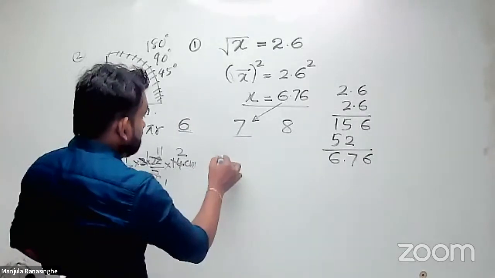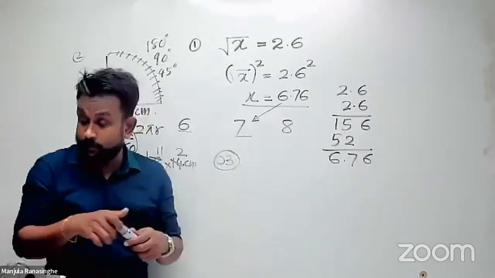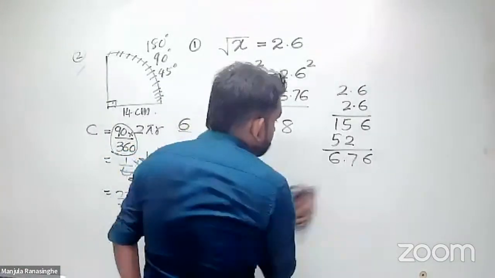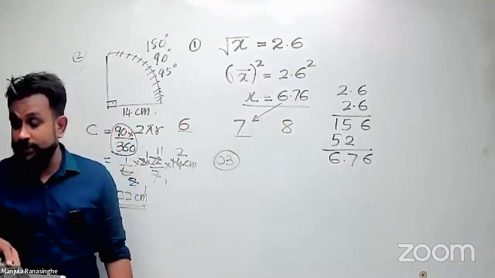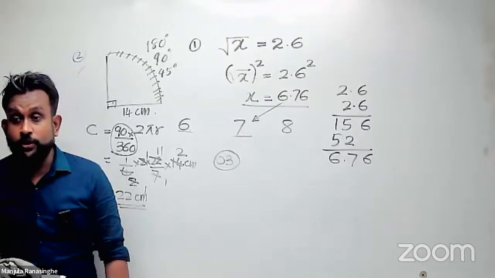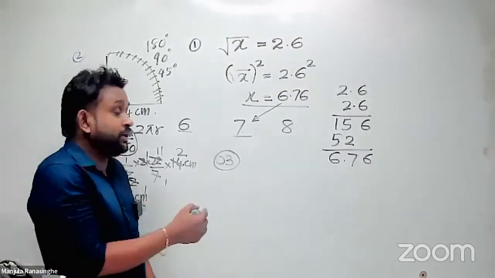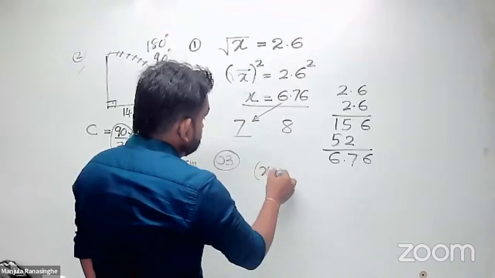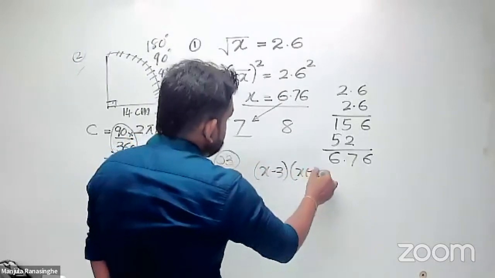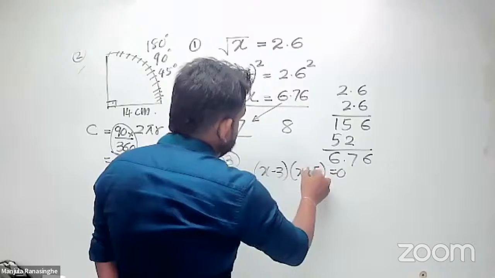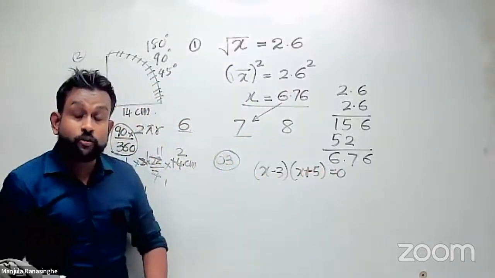Okay, question number 3. Now we are dealing with a quadratic equation. How to check whether it is a quadratic or not? This is the equation: (x minus 3)(x plus 5) equals 0. Then this is a quadratic equation.